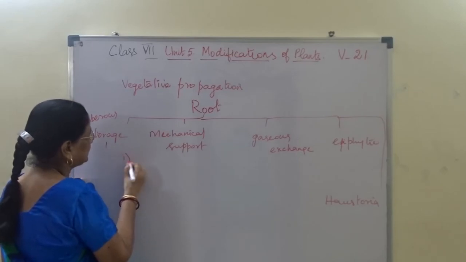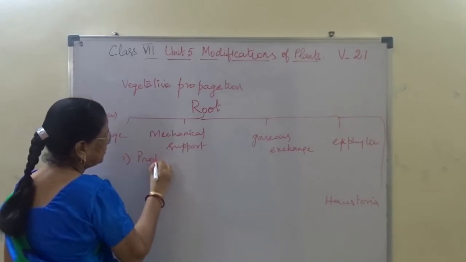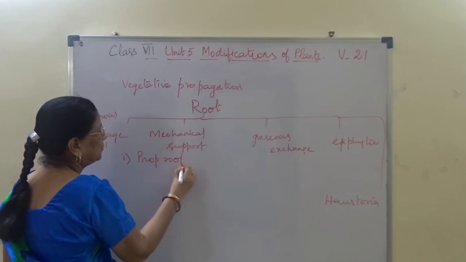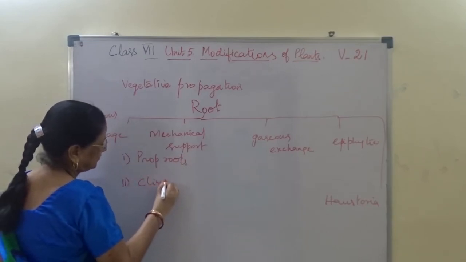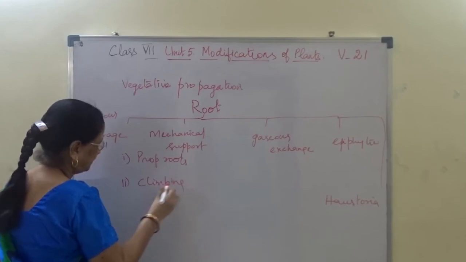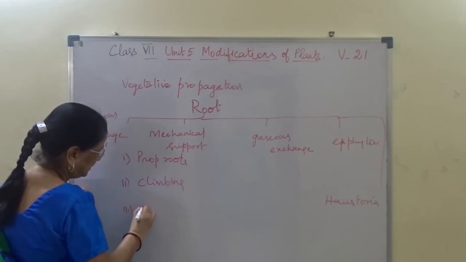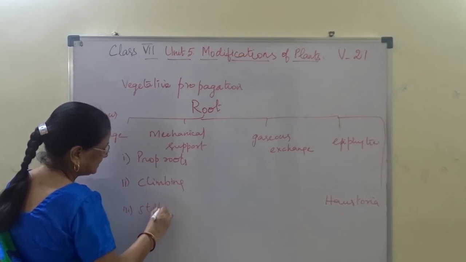Then mechanical support: it is prop root, climbing root and the third one is stilt root.